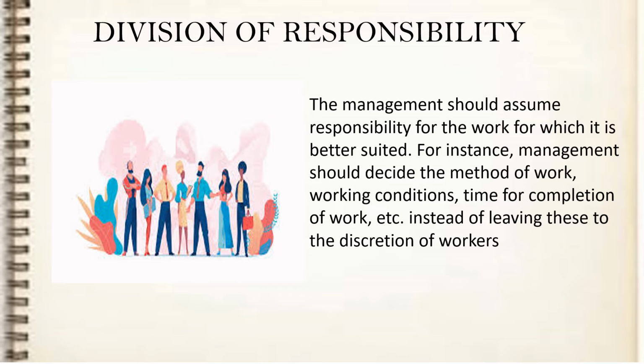The next principle is division of responsibility. This principle determines the nature of roles to be played by different levels of managers and workers. The management should assume responsibility for the work for which it is better suited. For instance, management should decide the method of work, working conditions, time for completion of work, etc., instead of leaving these to the workers. That means management should assume the responsibility of planning the work, whereas workers should concentrate on execution of tasks. Thus, planning is to be separated from execution.